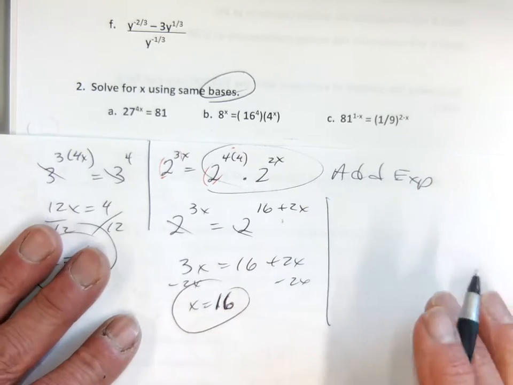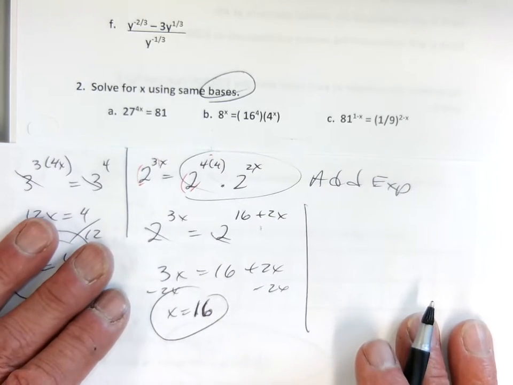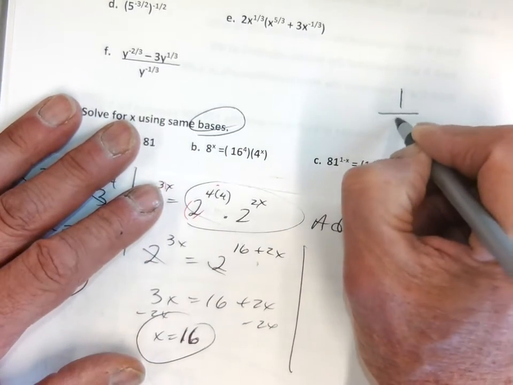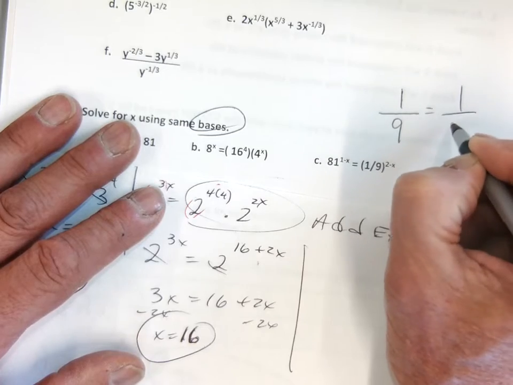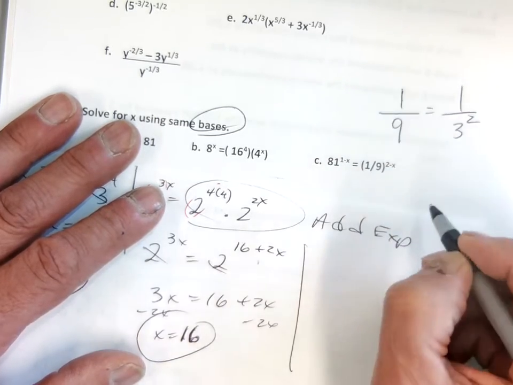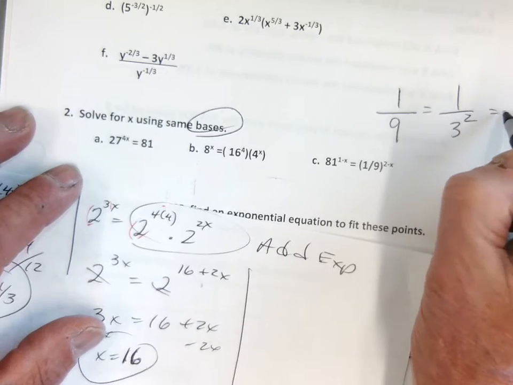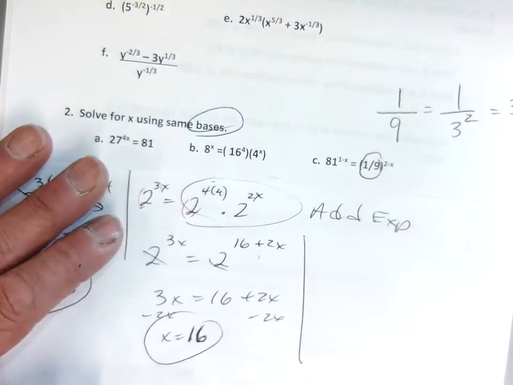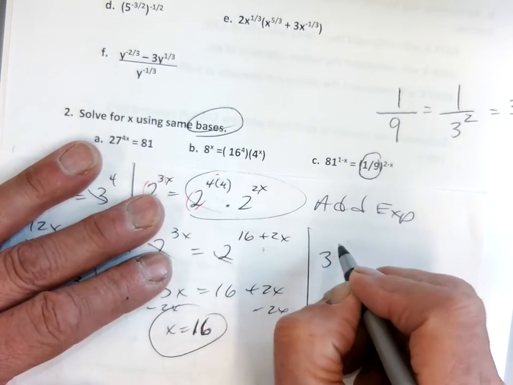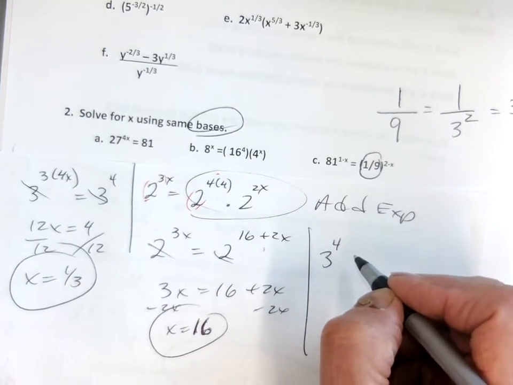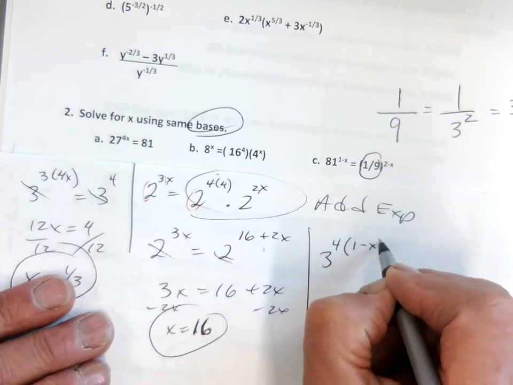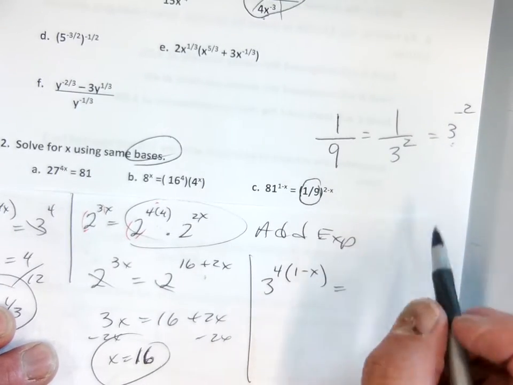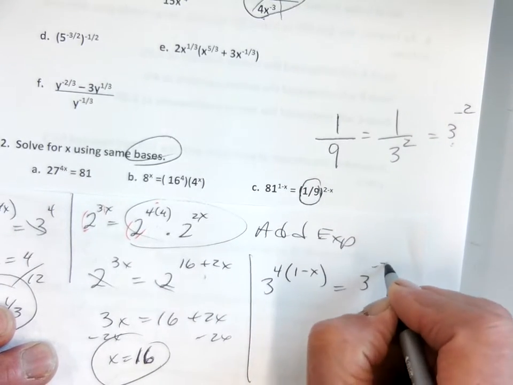Okay, C. Am I going too fast? Now, before I do C, I'm going to do a little side work. 1 over 9 is the same thing as 1 over 3 squared. You okay with that? Which would be the same as 3 to the negative 2, okay? So see my 1/9? All right, 81. 81 is the same thing as 3 to the 4th power. 3 times 3 times 3 times 3. And 1/9 is the same thing as 3 to the negative 2.